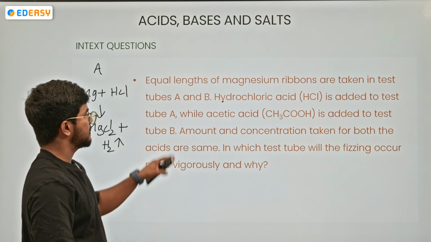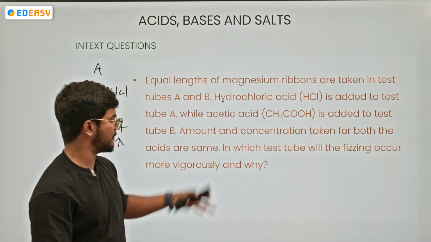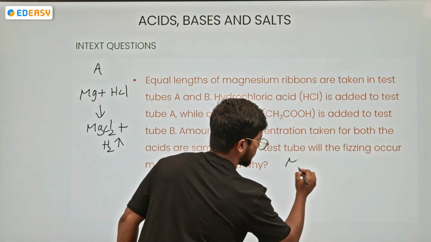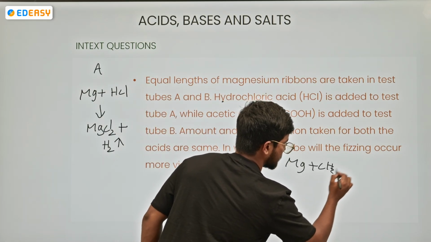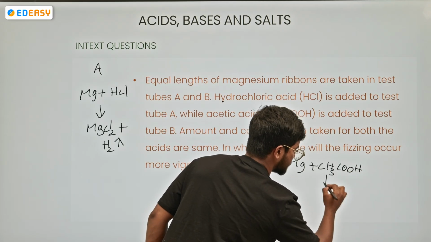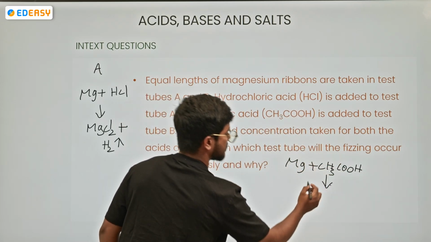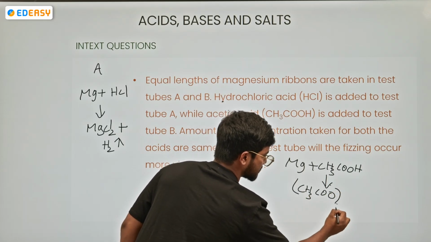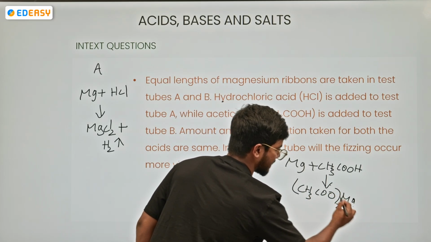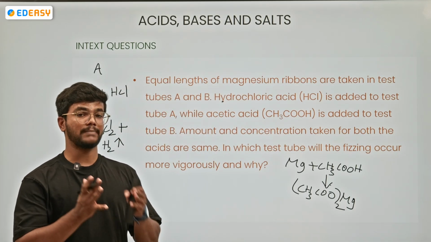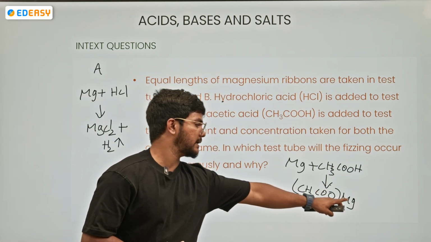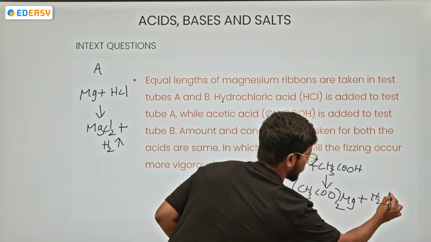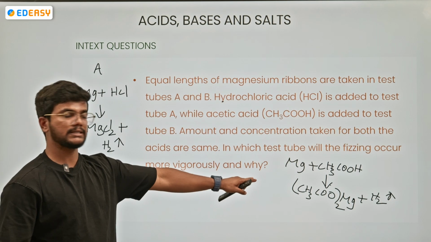Whereas test tube B contains the same metal with acetic acid. So Mg plus CH3COOH gives, Mg replaces hydrogen, gives (CH3COO)2Mg, two acetates with magnesium, because magnesium is +2 and acetate is -1. So two acetates react with the Mg, giving plus hydrogen gas, H2. Okay, so this is what happens in test tube B.